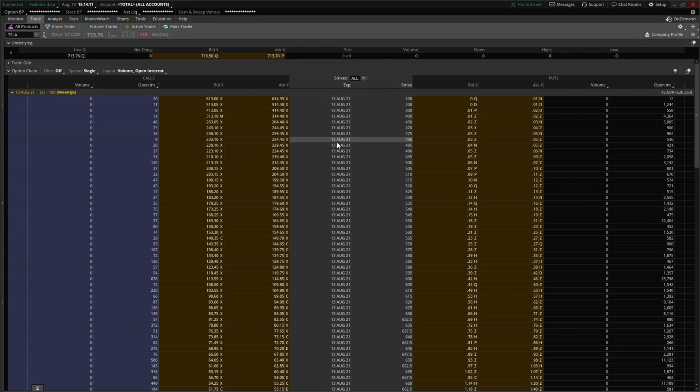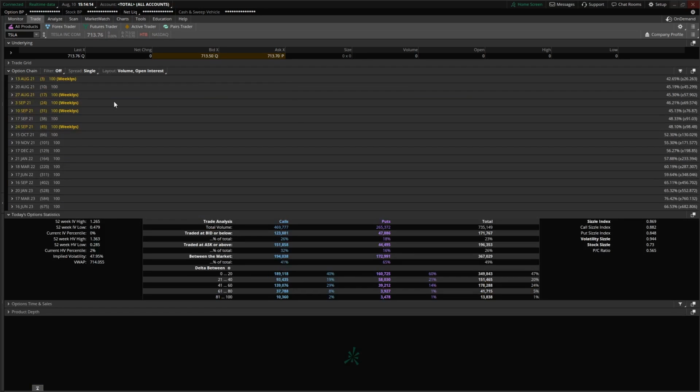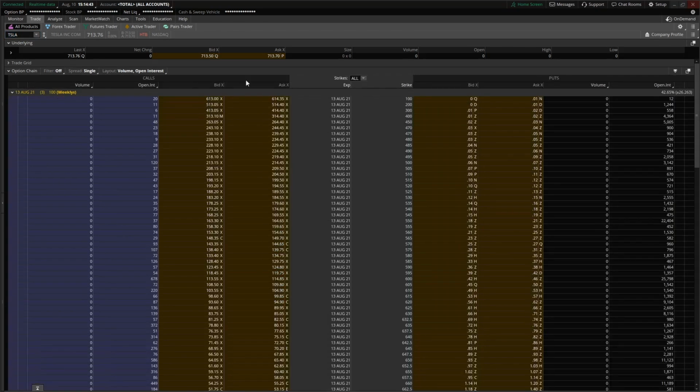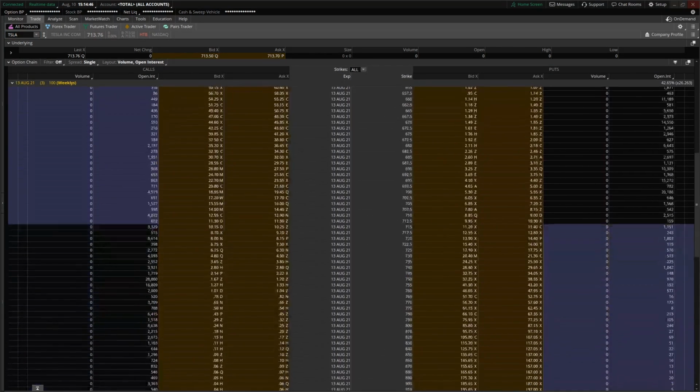As you can see here, what we have is the option chain on the thinkorswim platform. I have Tesla set up already, and Tesla's current price is $713. These are the option strike dates for Tesla. We have the 13th of August 2021, which is the option contracts that will be expiring this week. I'm going to press on it and it's going to open all the strike prices for Tesla.